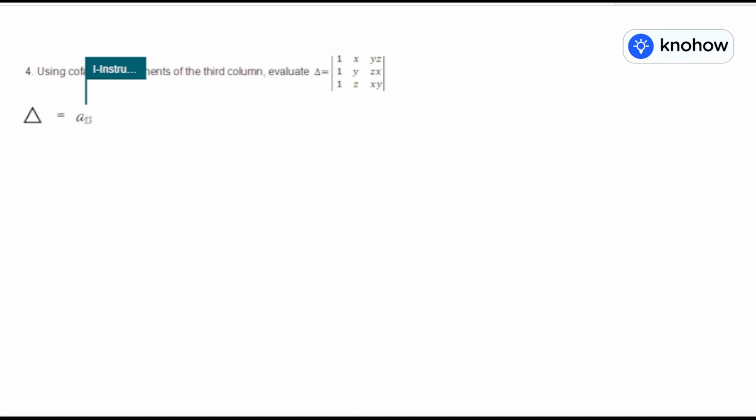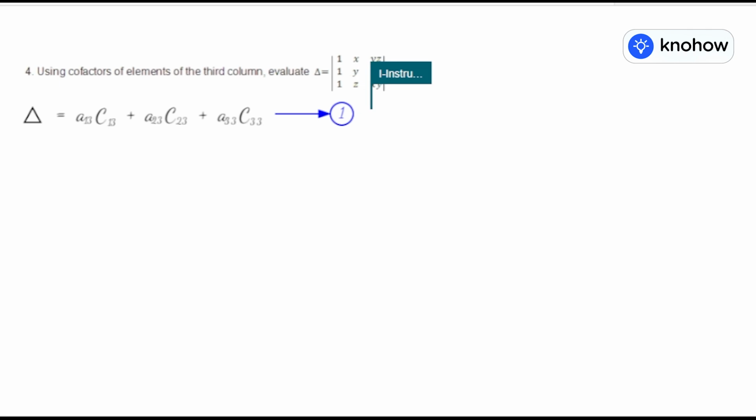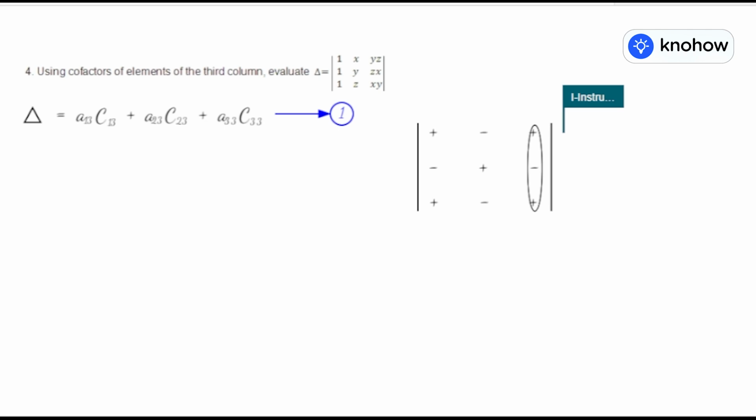So it will be A13 into the corresponding cofactor C13, plus A23 into C23, plus A33 into C33. So let us work out the values of C13, C23, C33 and then we'll substitute. We already know the values of A13, A23 and A33. The elements are YZ, ZX and XY respectively. Also note down the sign convention here: plus, minus, plus, minus, plus, minus, plus, minus, plus. That is, for the third column, it will be plus, minus, plus.